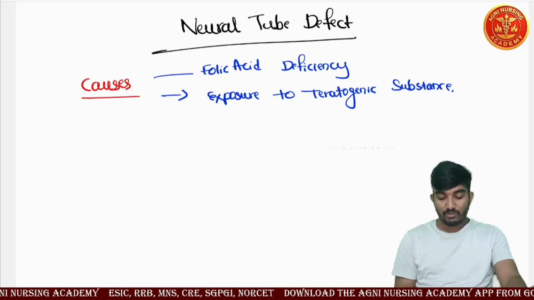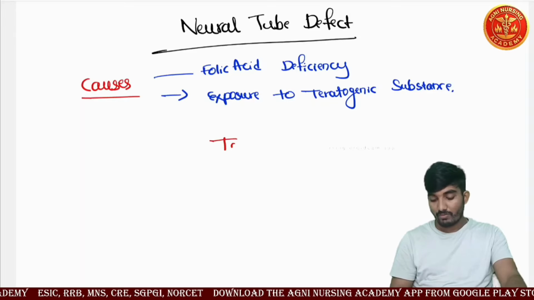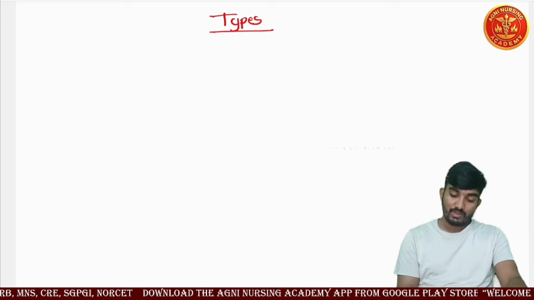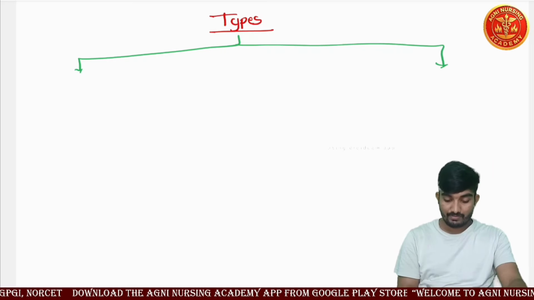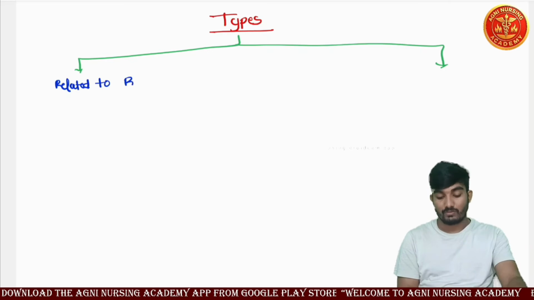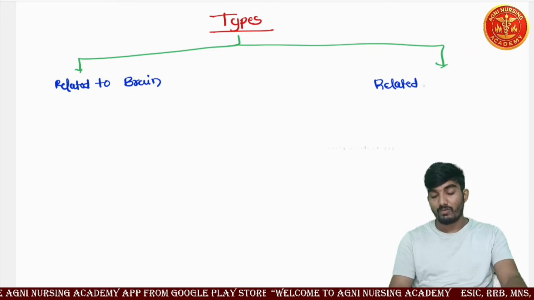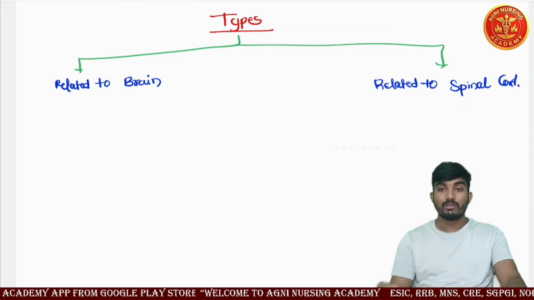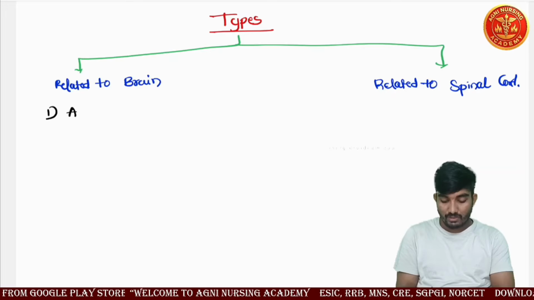We'll discuss the types of neural tube defect. Mainly two types are there. The first one is related to the brain, and the second one is related to the spinal cord. In the type related to the brain, the first one is anencephaly.